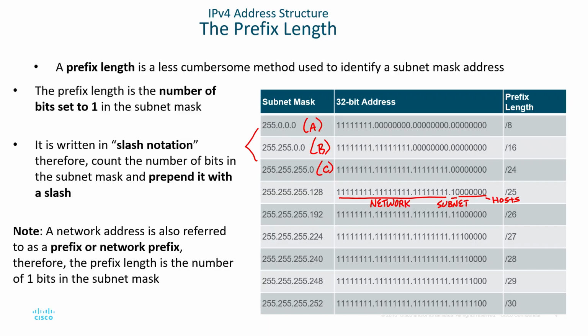Now, it is written in slash notation, therefore, count the number of bits in the subnet mask and prepend it with a slash. So as you see on these slides, all of the number of ones per line are prepended to a prefix length. A network address is also referred to as a prefix or a network prefix. Therefore, the prefix length is the number of 1 bits in the subnet mask.